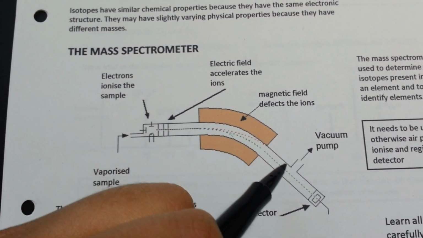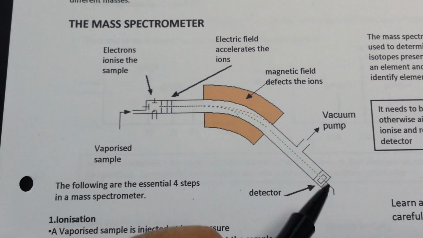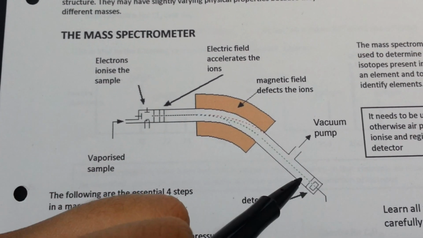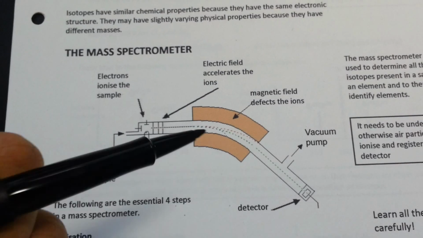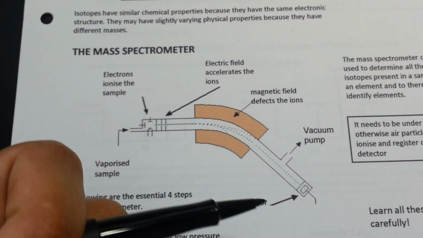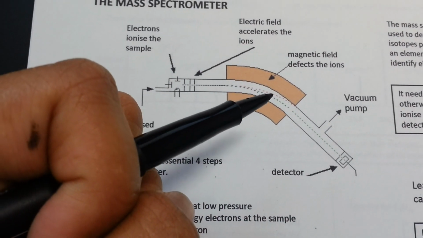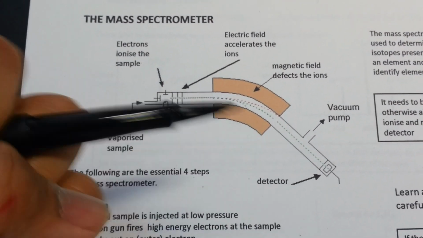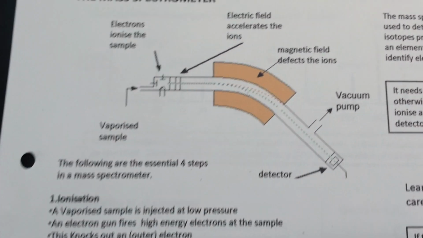Next, we go down here, it goes towards the detector. Now the detector has lots of electrons, and as the positive ions come through, they are attracted to the electrons, and as the electrons are being attracted, it's going to create a current, because it's a movement of electrons. This current is going to be registered by the detector, and if there's a higher abundance of it, then it's going to create a higher current, and that's how you know there's a higher abundance.